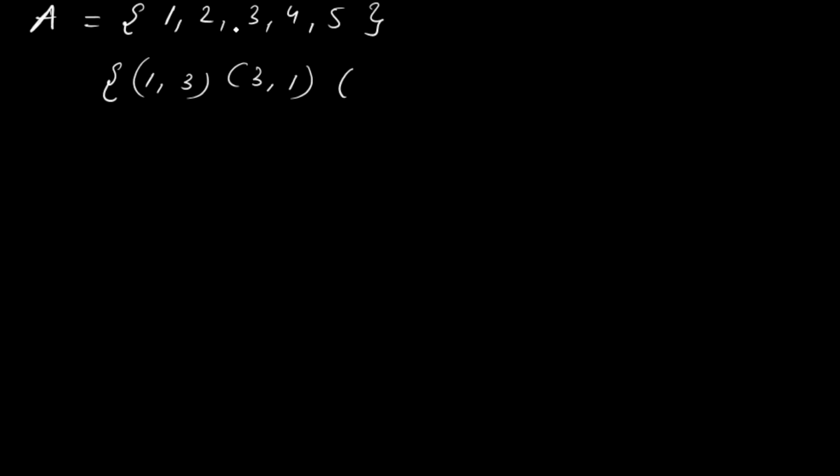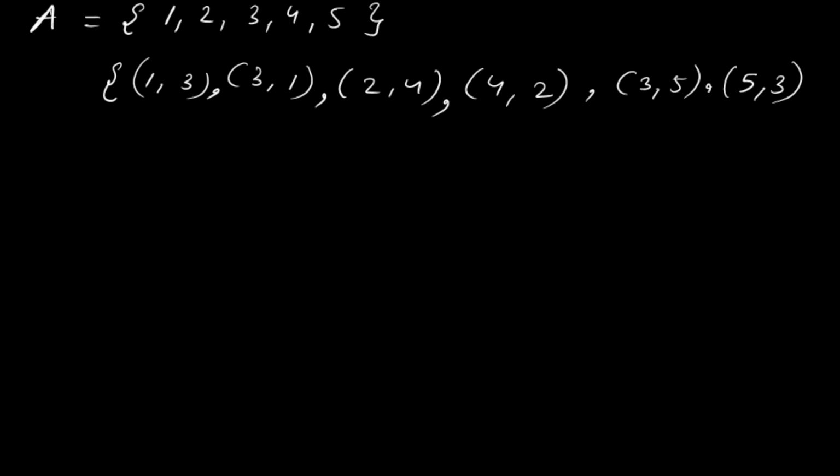Then 1 and 3 is done. Then 2 and 4 also. If I take 2, 4 and 4, 2, if I do 2 minus 4, I'll get 2, which is even, and 4 minus 2 is also 2, because we are taking the mod, which is again even. Then I can take 3 and 5, so 3 comma 5 and 5 comma 3. All these ordered pairs belong to R, and they are satisfying the condition that mod of A minus B is even. Therefore R is symmetric.